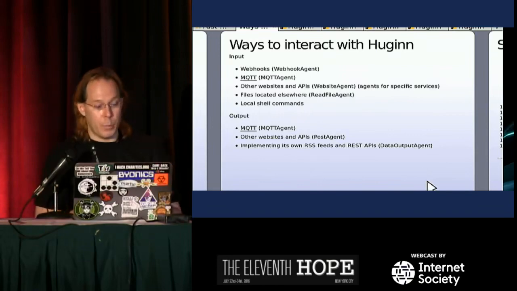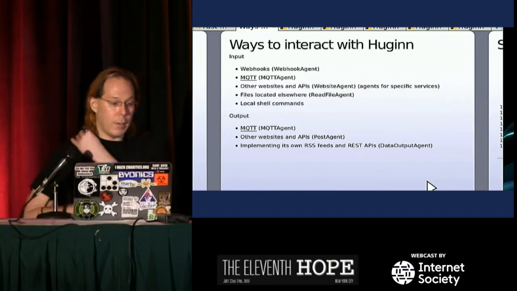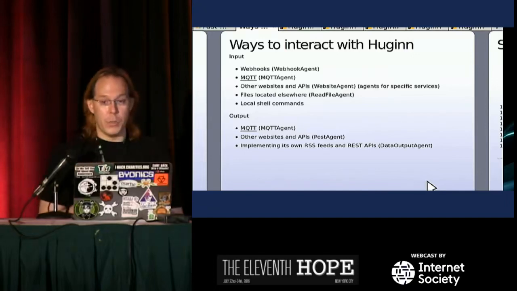The output agents are pretty straightforward. There's the MQTT agent, of course. There are a couple of agent classes which interact with other websites and APIs. There's also a post agent which lets you make arbitrary HTTP requests of arbitrary sites. So get, put, delete, head, stuff like that. And there is a data output agent which sets up a custom RSS feed or a custom REST API, which emits JSON.